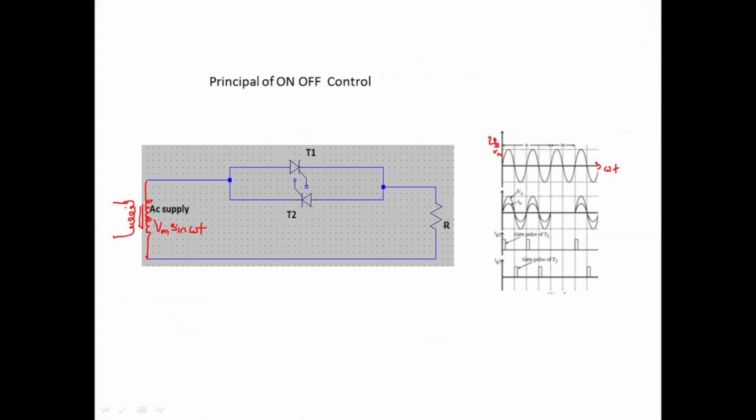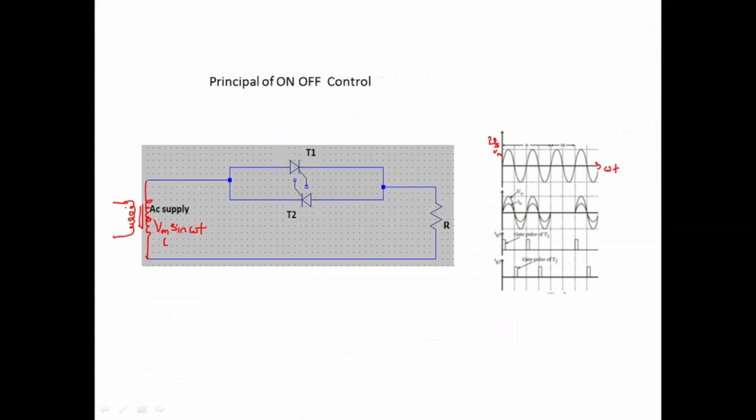This side is positive, so current is flowing in this way, through thyristor T2. So in the negative half cycle also the load is receiving the current, but in the opposite direction. That's the reason negative voltage is developed, as I have shown here. So in this way we turn on thyristor T1 and thyristor T2.